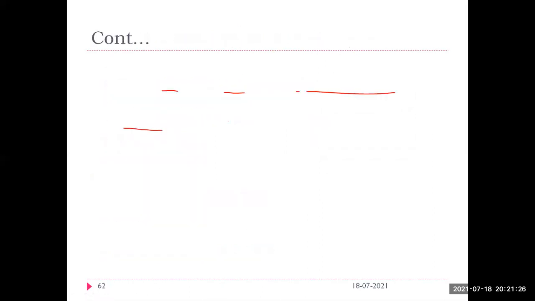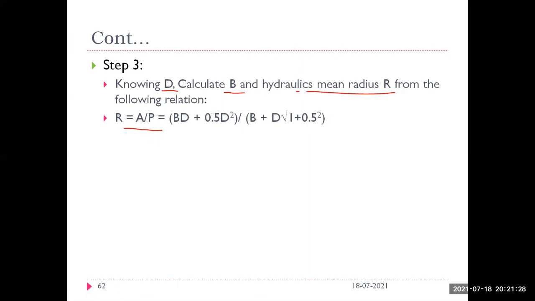Once you get the width, you can calculate the perimeter. And once you get the perimeter, you can calculate the hydraulic mean radius, R is equal to A by P. That is step number 3.